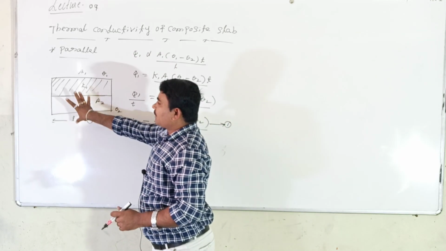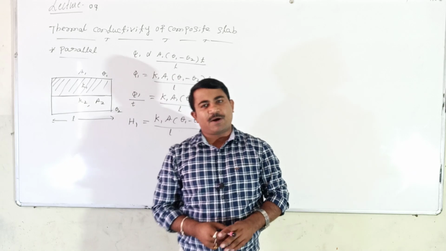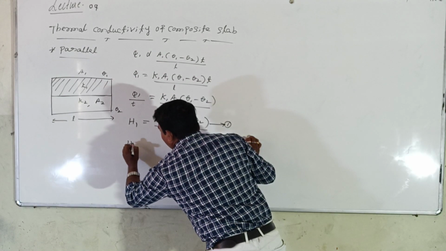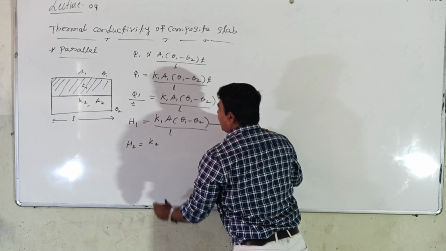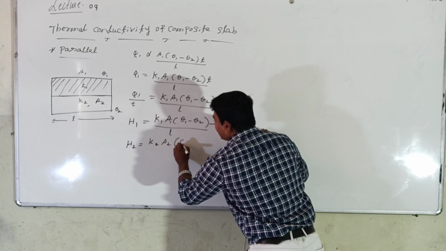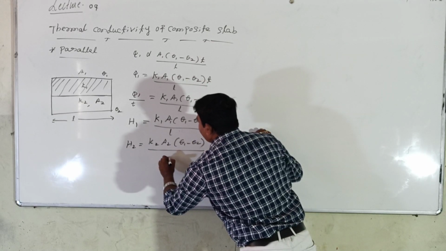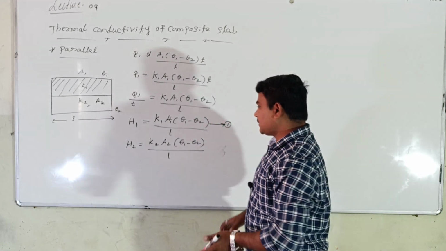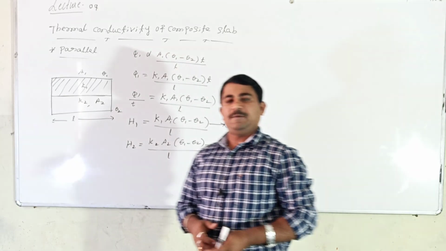Similarly for the second slab of area A2 and thermal conductivity K2, how do we represent the heat current? H1 is replaced by H2, K1 by K2 and A1 by A2, and the temperature difference is again theta 1 minus theta 2, but the length of the rod always remains the same. This is equation number 2.